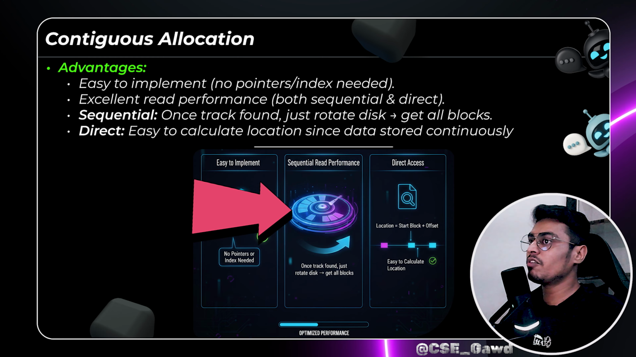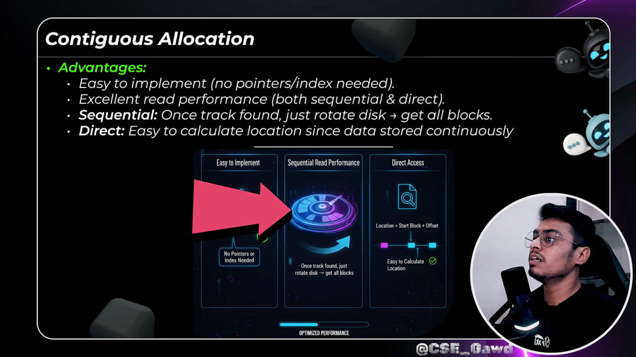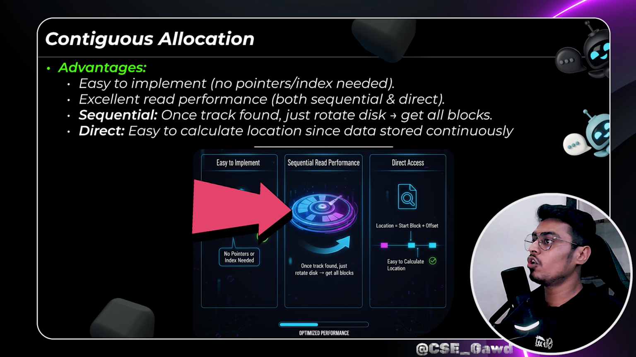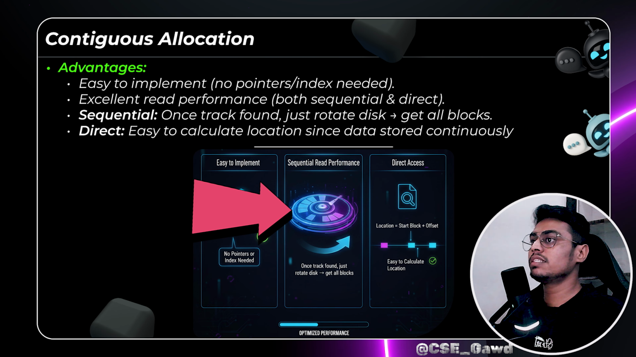Why? At the time of reading sequentially, after reaching the desired track, it has nothing to do, simply rotate the disk and you will get the data 6, 7, 8, 9, 10. If you had placed the data randomly, then obviously you would have to change the track again and again. As often as you change the track, seek time will increase accordingly. So in order not to increase access time, we place the data sequentially. As soon as we reach the particular track, just rotate the disk and you will retrieve all the data. So those are the advantages.